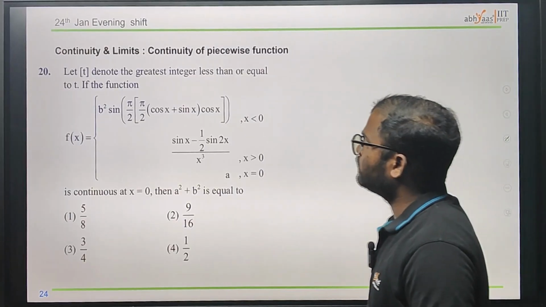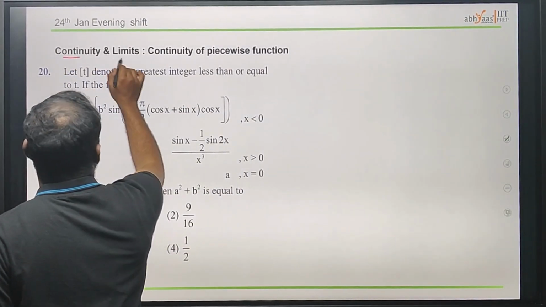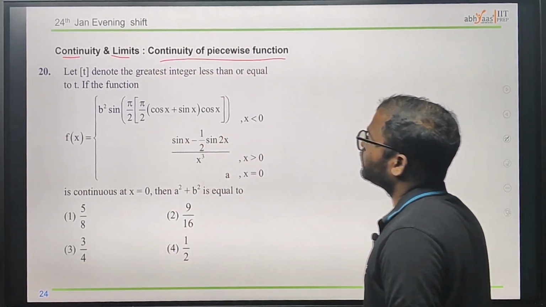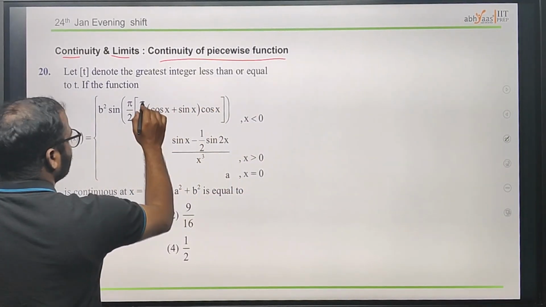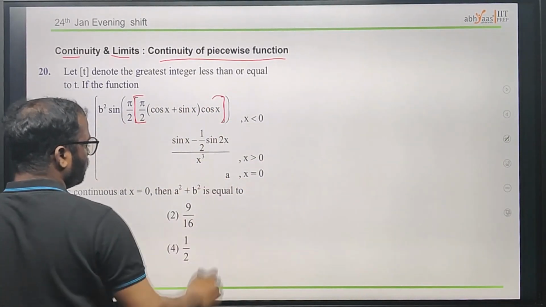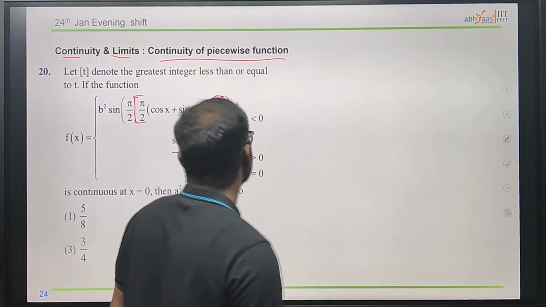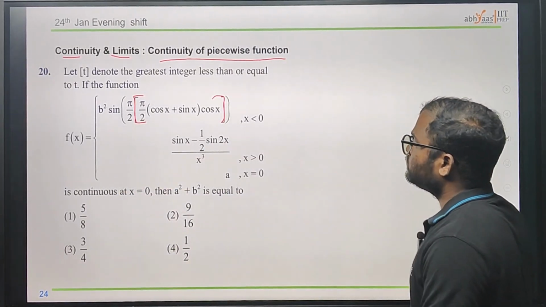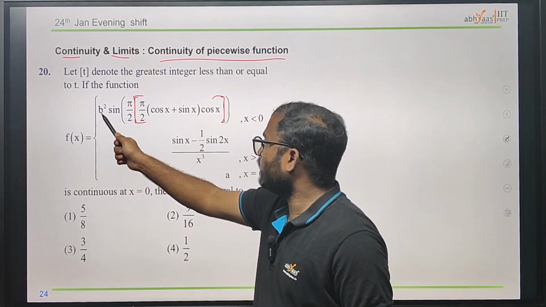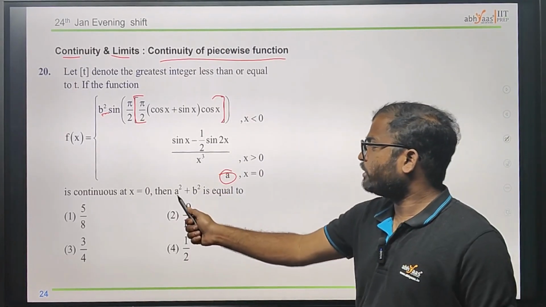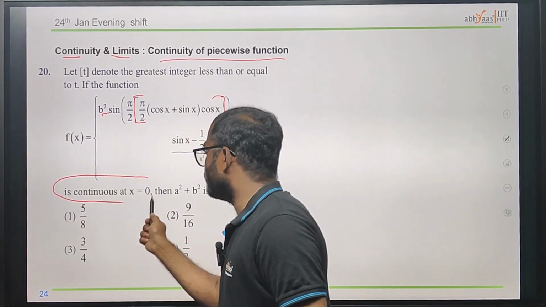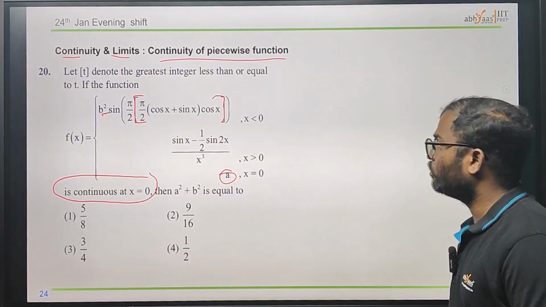Next thing we have is on the basis of continuity and the limits of a piecewise function, using the greatest integer function as they given here. That is the thing you need to observe mainly. Firstly they given unknown values like a square, and now another one, a. We need to find this a by using the information that the function is continuous at x equal to 0.